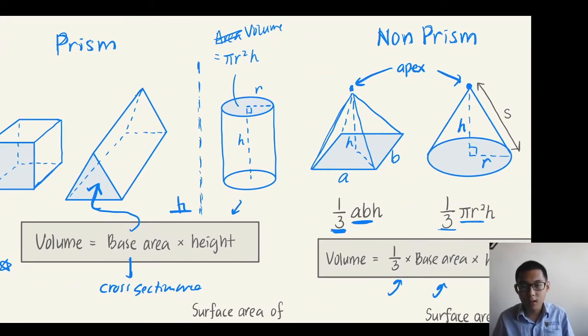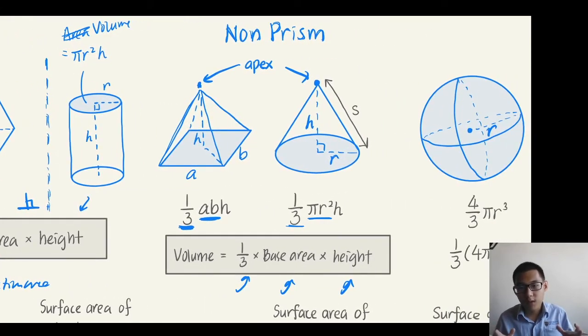We just add on times 1 over 3. If lower is base, but suddenly it will become smaller until the vertex. There's a vertex here, an apex. Okay, so that's one we can recall. We can use this: 1 over 3 times base area times height.